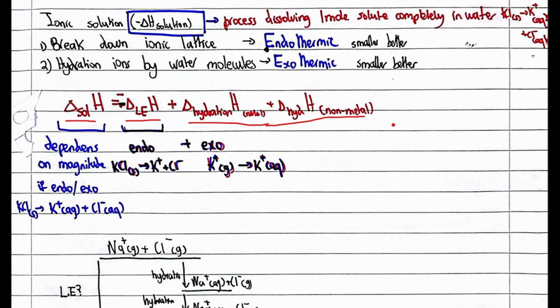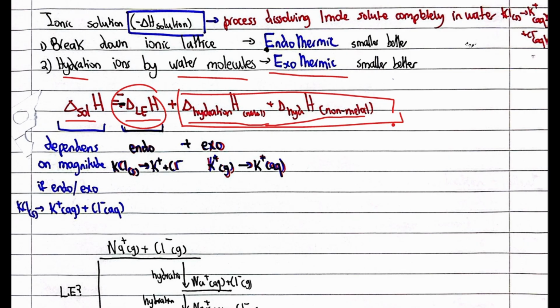The next part talks about the ionic solution, delta H solution. It's the process of dissolving one mole of solute completely in water. So as you see, the KCl, which is a solid, becomes ions in the aqueous state. It requires two processes: breakdown of the ionic lattice, which is an endothermic process since you're breaking the bond, so it's negative lattice energy, and the hydration by water molecules, which is an exothermic process. The hydration is for the metal and the non-metal. That's the delta H solution.